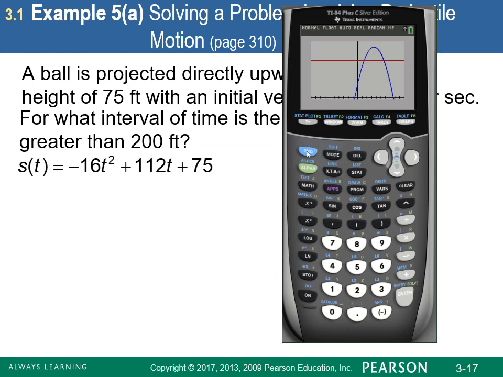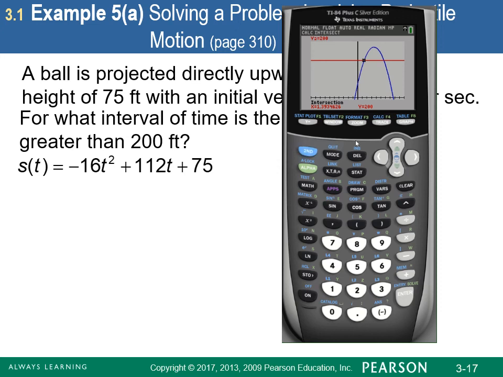We can go second, calc, number 5 to find out where they intersect. Now here's how it works. We're going to move the x along the curve until it's close to where they cross, and press enter 3 times. And there's our answer. So we got x equals 1.39, or t. So 1.39 seconds is when it gets to the 200-foot mark, and then it's continuing to go up.